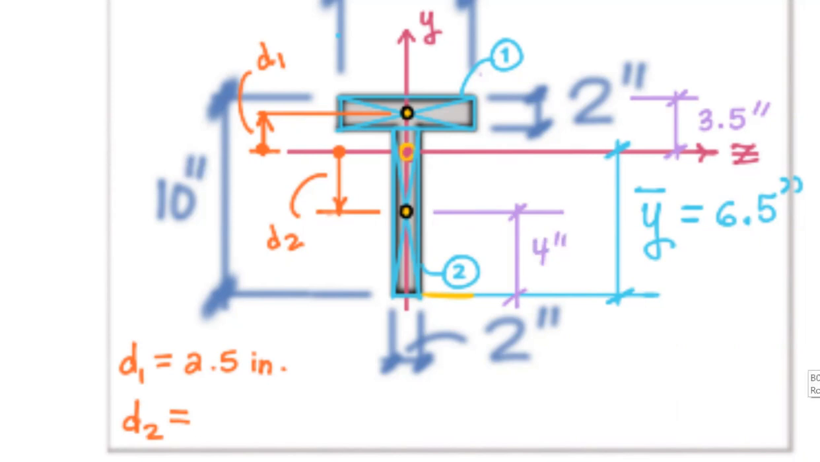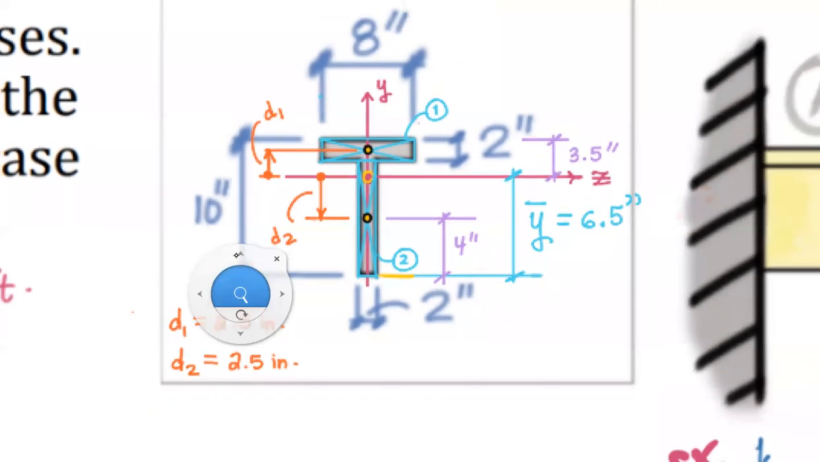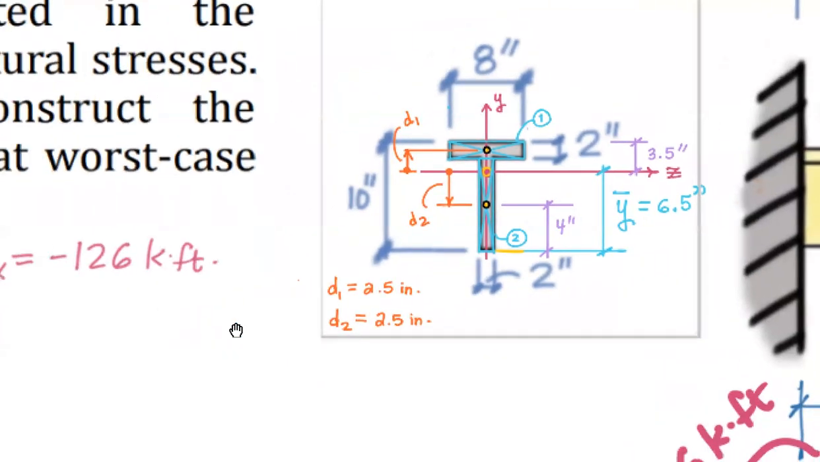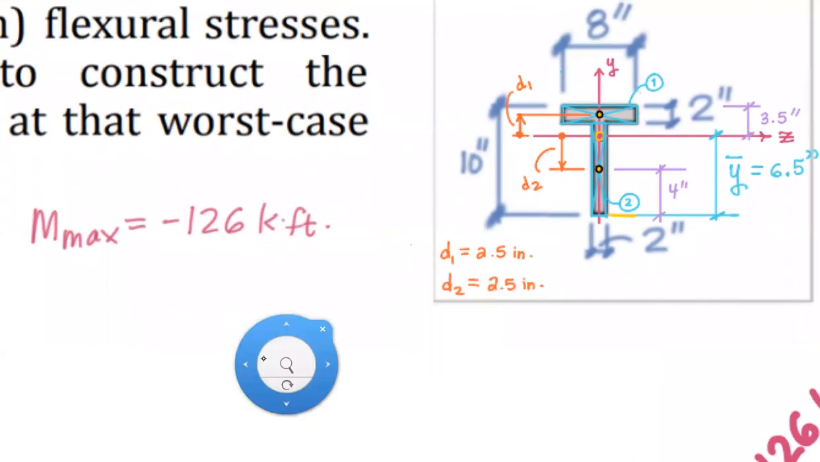Okay, so D2 is going to be 6.5 minus 4, or 2.5 inches. It is just a coincidence that these happen to be the same for this particular problem. It's actually not a coincidence. I gave you this cross section because I know that you get nice round numbers and that you wouldn't have to mess with a whole lot of decimals. So that is the reason behind all this.